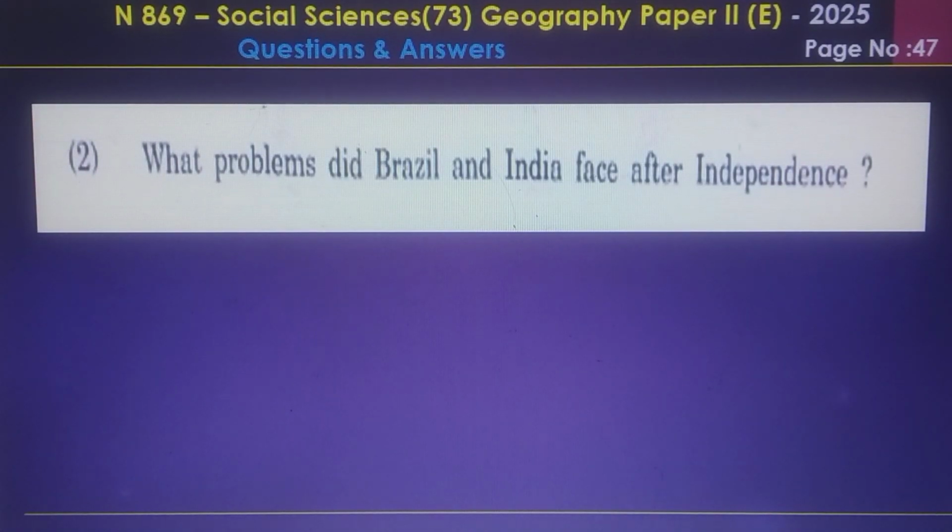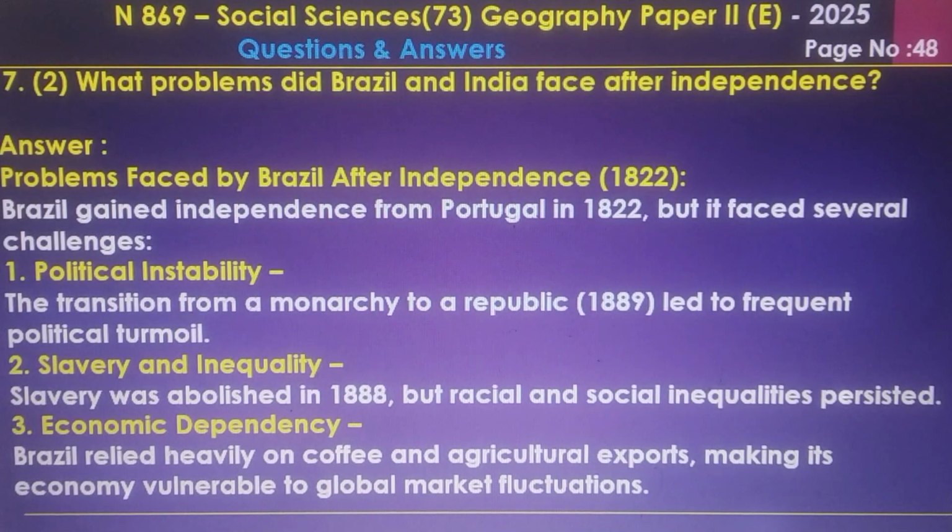And question number 2: what problems did Brazil and India face after independence? The answer to this question: the problems faced by Brazil after independence in 1822. Brazil gained independence from Portugal in 1822 but faced several challenges. The first is political instability. The transition from monarchy to republic in 1889 led to frequent political turmoil. The second point: slavery and inequality. Slavery was abolished in 1888 but racial and social inequalities persisted.